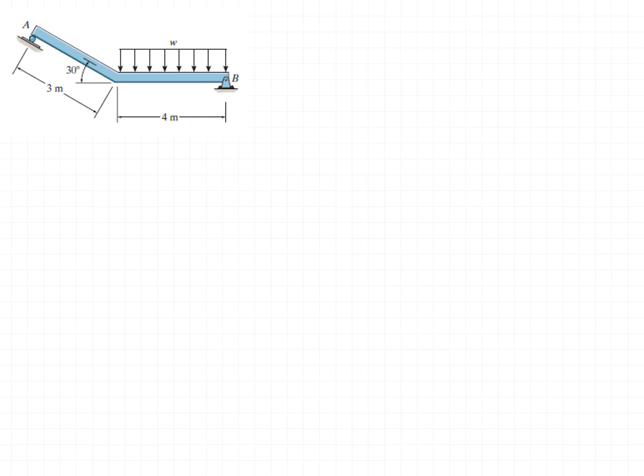All right, let's work on this problem where we have a distributed load and we are asked to find the maximum intensity of the distributed load indicated by the W, so failure doesn't occur.